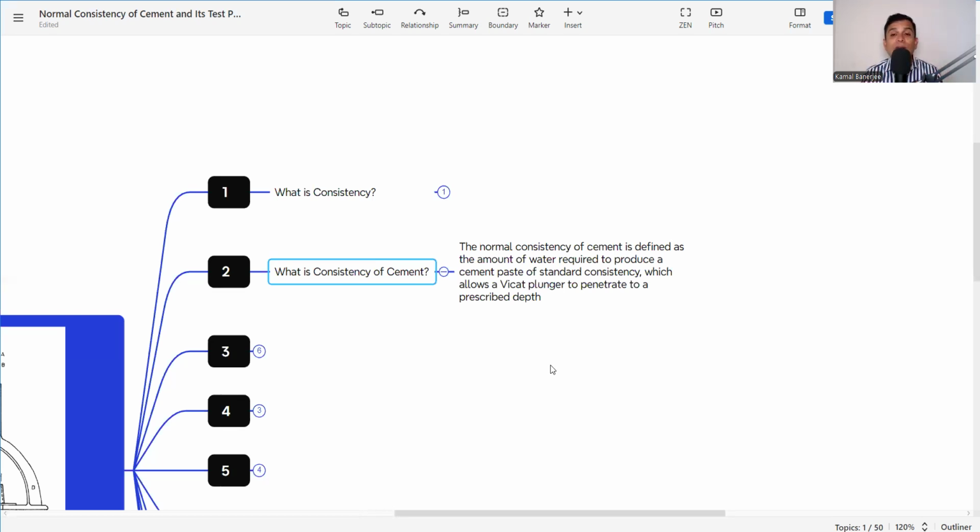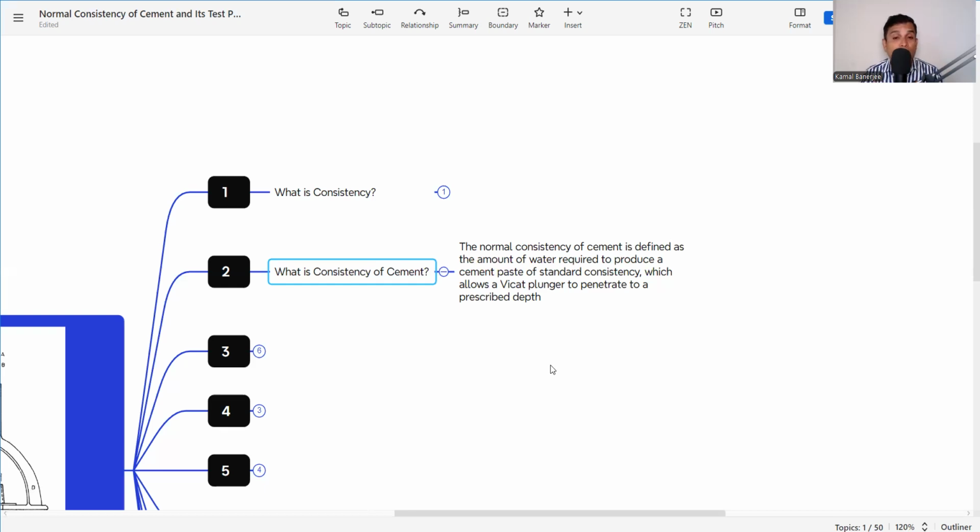But what is normal consistency? That is defined as the water required to make a paste that is flowable and workable. It is not that we are adding water but it is not workable. That is not the consistency. We need to find out what amount of water is required for the cement mortar or cement paste so that it can be easily workable without affecting the properties of the mortar.